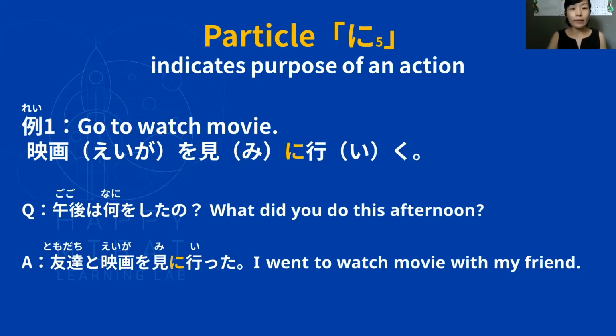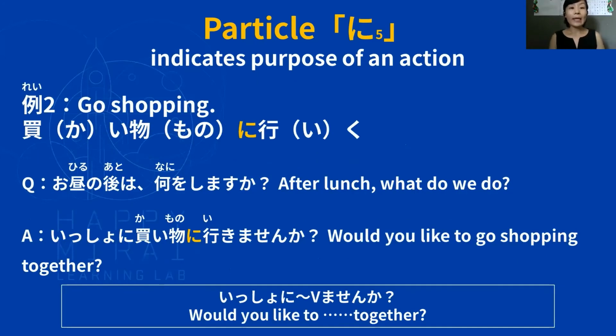All right. はい。Okay, 例2, go shopping. 買い物に行く。Yeah, the purpose is shopping. いいですか? For example, the question here, お昼の後は何をしますか? Yeah, after lunch, what shall we do? Yeah, 答えは一緒に買い物に行きませんか? Yeah, so this is something you can invite your friends. 一緒に買い物に行きませんか? Would you like to go shopping together?